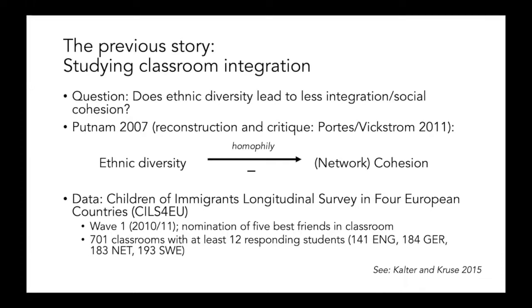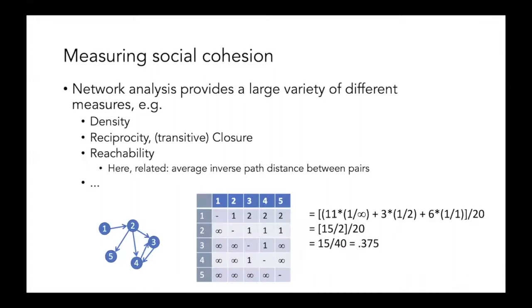And we now analyze these classrooms of our study, which are more than 700 classrooms in total. And what we did really is very straightforward. So what does social cohesion or integration of a classroom mean?